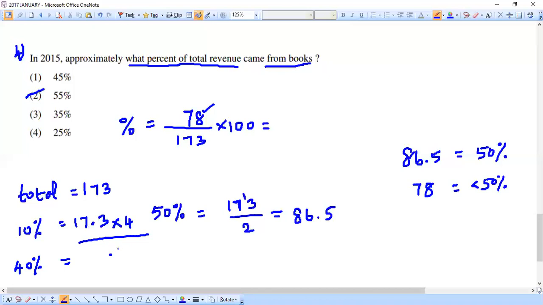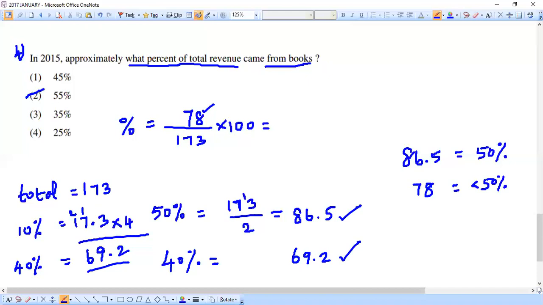4 3s are 12, and 1 is a carryover. And 4 7s are 28 plus 1 is 29. Again, a 2 is a carryover. And 4 1s are 4 plus 2 is 6. So we are ending up with 69.2 as our value. That means 40% of our number is going to be 69.2.